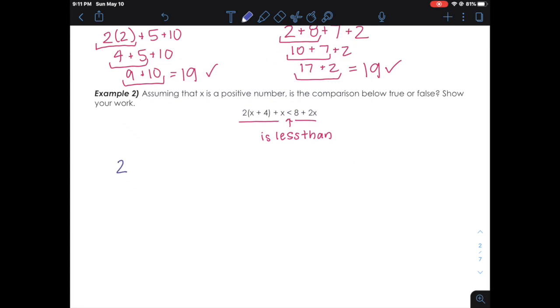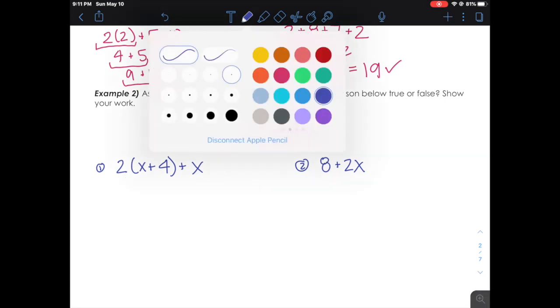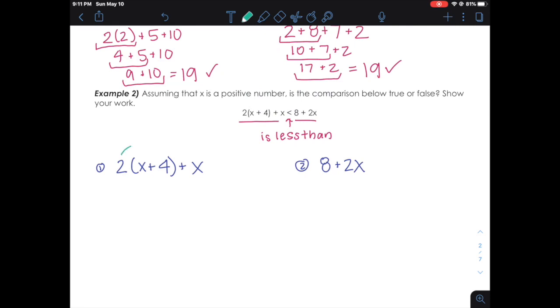So let's go ahead and rewrite these problems down and we'll work on simplifying them. So we have 2 times the quantity of x plus 4 plus x. Then on the other side, so the second expression, we have 8 plus 2x. So starting with the first, I do see that we have a factor outside of a set of parentheses, and so that tells me I have to use the distributive property.